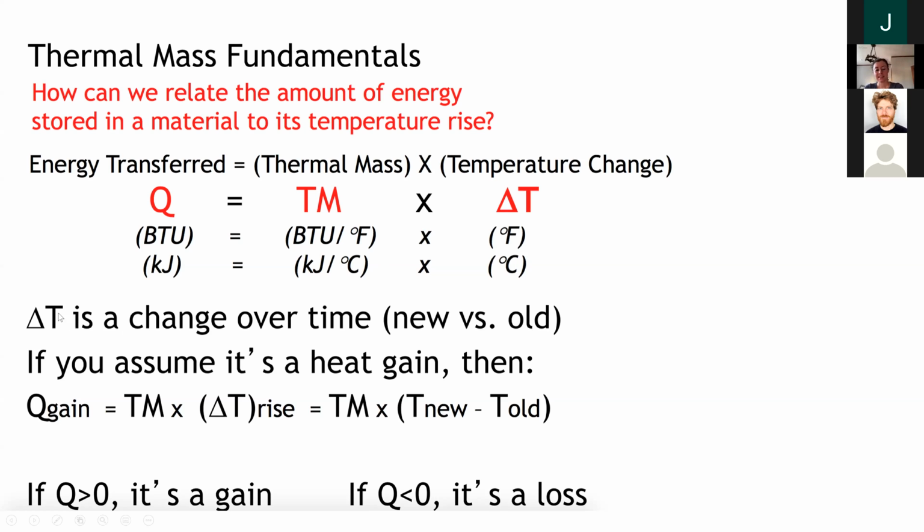This delta T, the temperature change that we're looking at, is the change over time. So it's new versus old. If you take a look at the equation, T new minus T old, if the thermal mass is getting hotter, then T new is higher than T old, and that's going to be positive, and Q gain will be positive. So if Q is greater than 0, it's a gain. If Q is less than 0, it's a loss. It's good to keep that in mind to make sure that you have your signs correct.